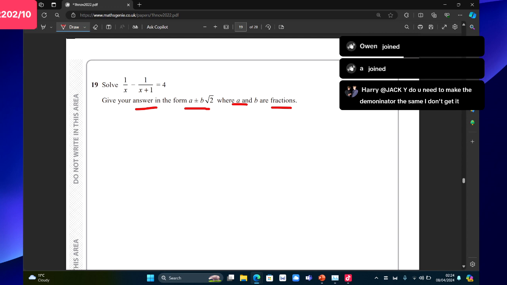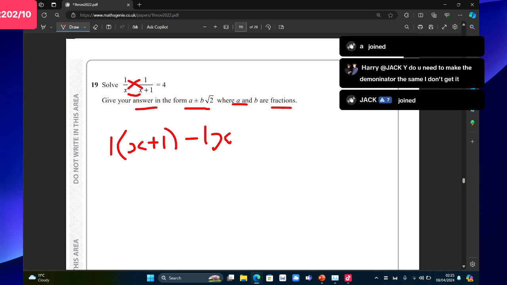So this is subtracting an algebraic fraction. Step one, combine the fractions to a common denominator. So cross multiply. We do 1 times x plus 1, subtract 1 times x, over x bracket x plus 1. So we're going to have one lot of x plus 1, subtract 1x, all over x brackets x plus 1.